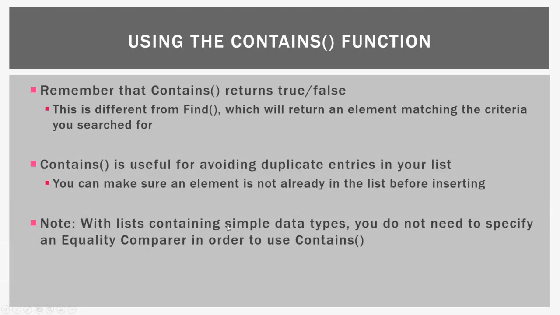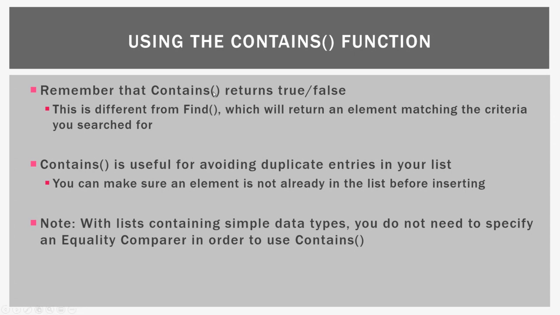Just as a side note, if your list contains simple data types, like a list of ints or strings, you don't need to specify an equality comparer for those. Contains just works on its own. It uses the object's default. The bonus of implementing IEquatable is that for your own custom objects, you get to decide how they're compared to other objects of the same type.